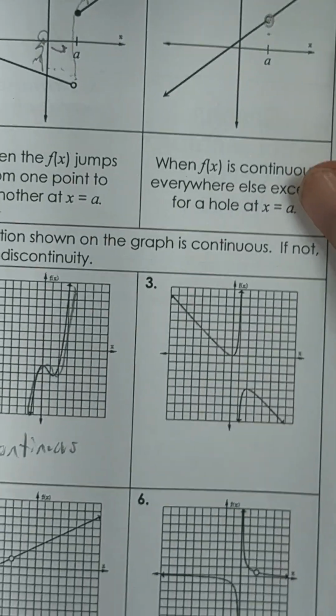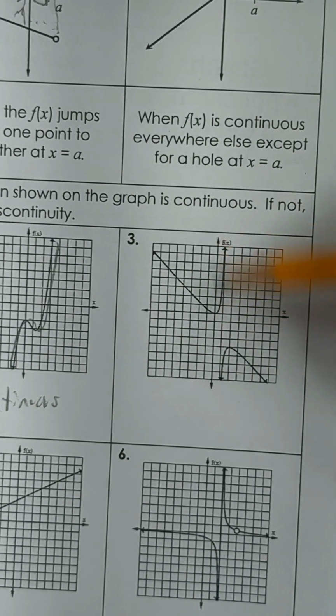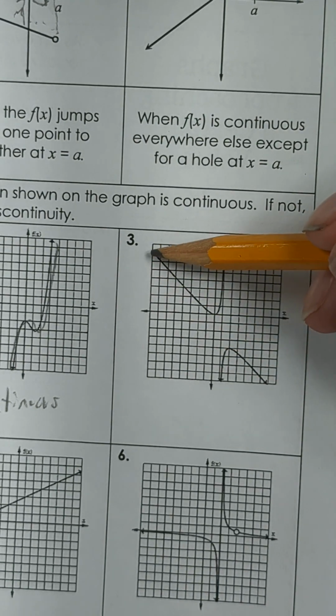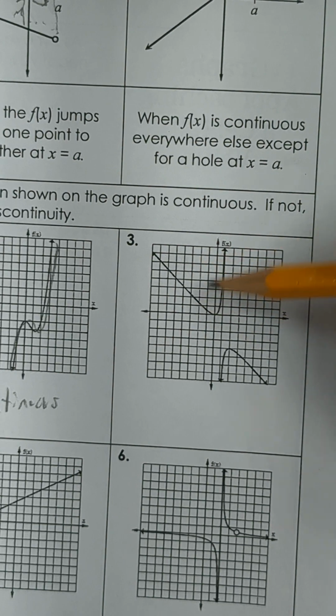Let's go back and look now at number 3. Number 3 here. Okay, so this is going infinitely in both directions. Don't worry about what's going on out here in the end behavior. Look at what's in the middle.